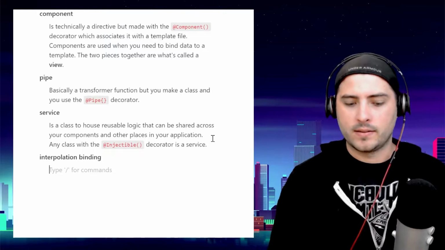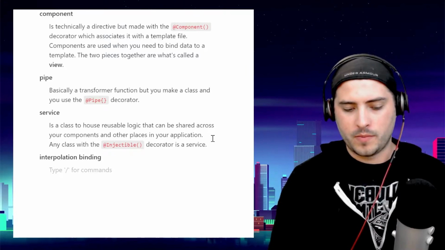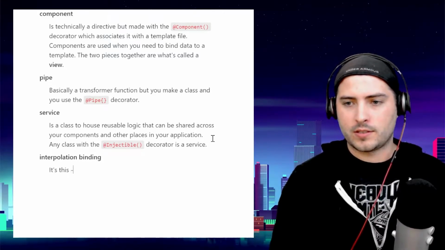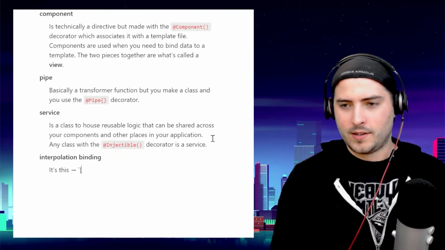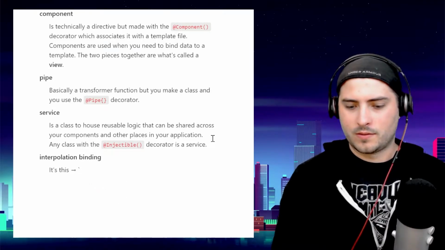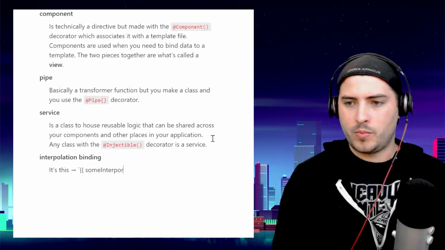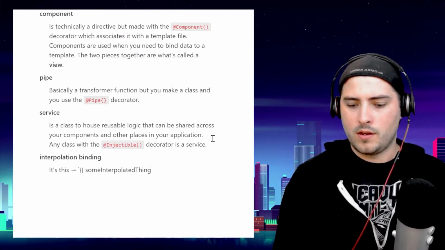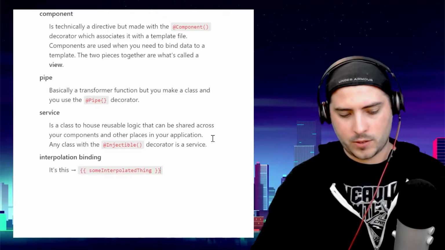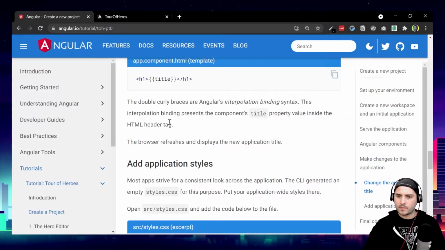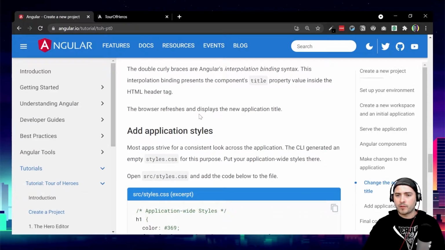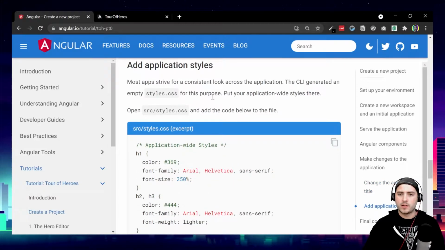Interpolation binding. I'm not gonna write much. It's this. Whenever you have some interpolated thing, that's what it is. Okay. This interpolation binding presents the component's title property value inside the HTML header tag. The browser refreshes and displays the new application title.